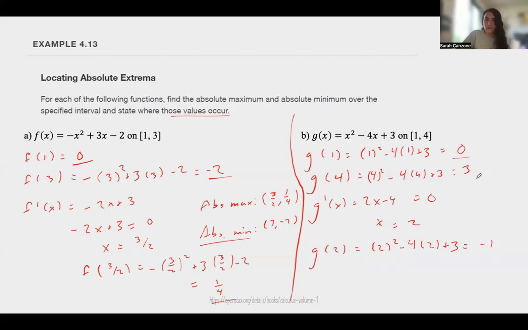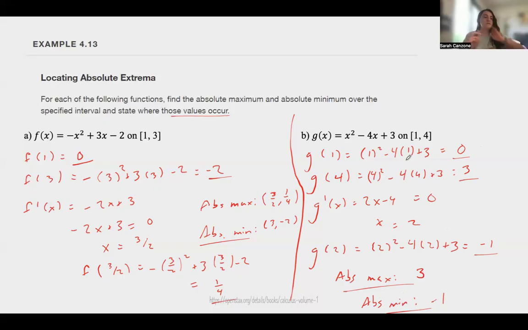So we have 3 y values to compare. Let's look at the absolute maximum. The absolute maximum is going to occur right here at 3. You can write it as a coordinate, but because it specifies values, you might just want to say 3, because that is the y value that we're looking at. And the absolute minimum occurs at negative 1.